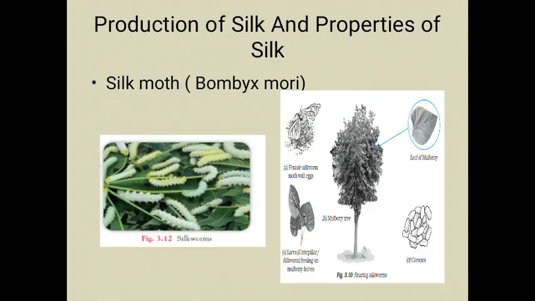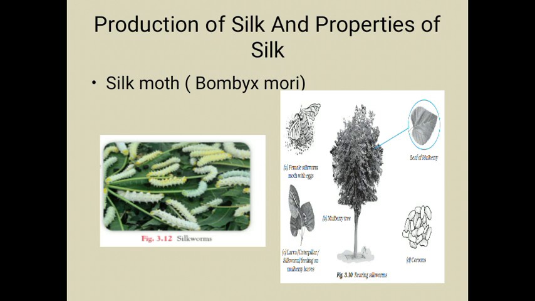The next topic is the production of silk and the properties of silk. So how is the silk produced and what are the properties of that produced silk? See, the raising of silkworms in order to obtain silk for commercial purposes is called sericulture. The production of silk is very slow and it is a gradual process.